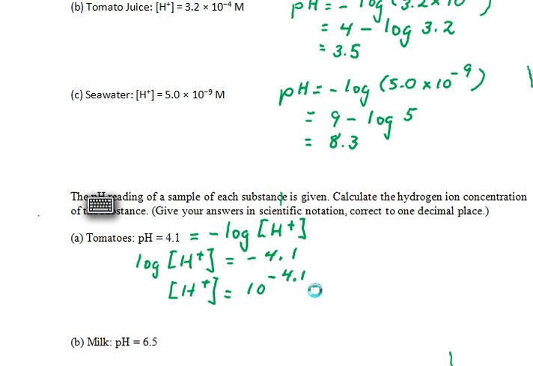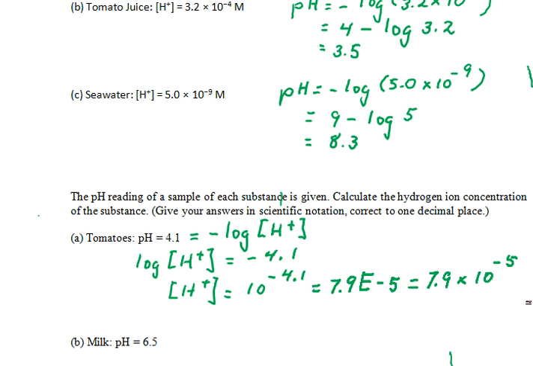So 7.9 e negative 5 means to multiply by 10 to the negative 5th, and the scientific notation would be 7.9 times 10 to the negative 5 moles per liter.